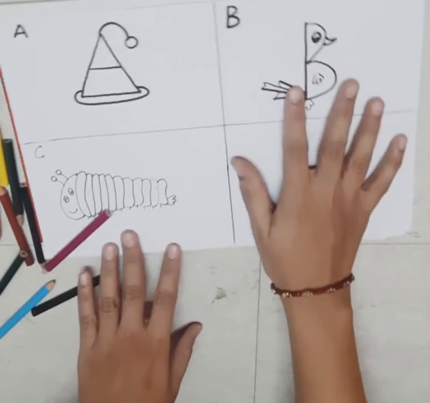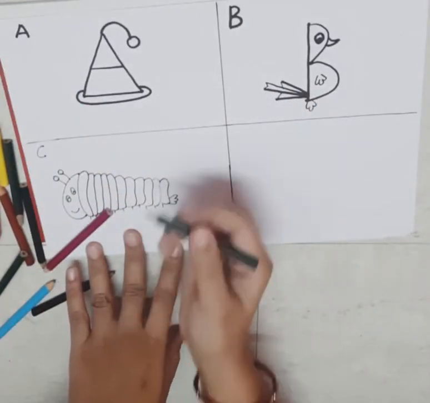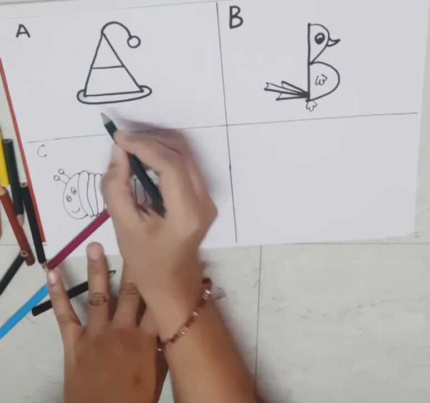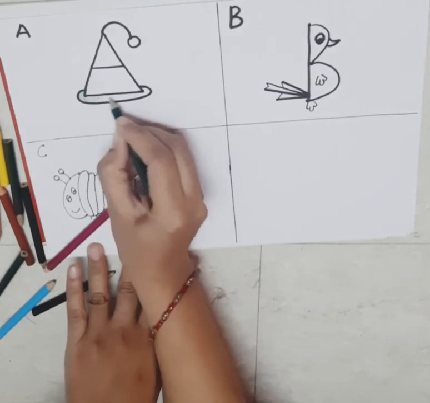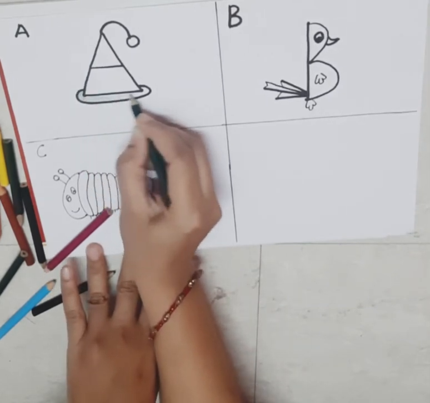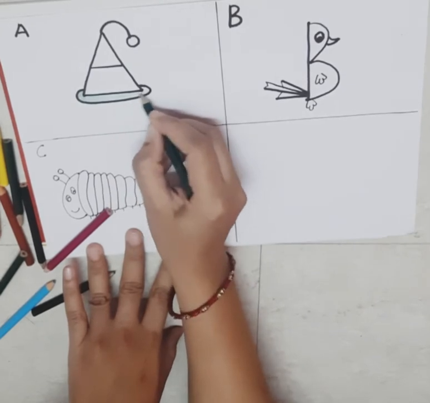Okay, now see, the very first color I'm choosing here is green. I'm filling in the green color. While filling color, please make very sure that you always fill in the same direction. Don't change the directions.